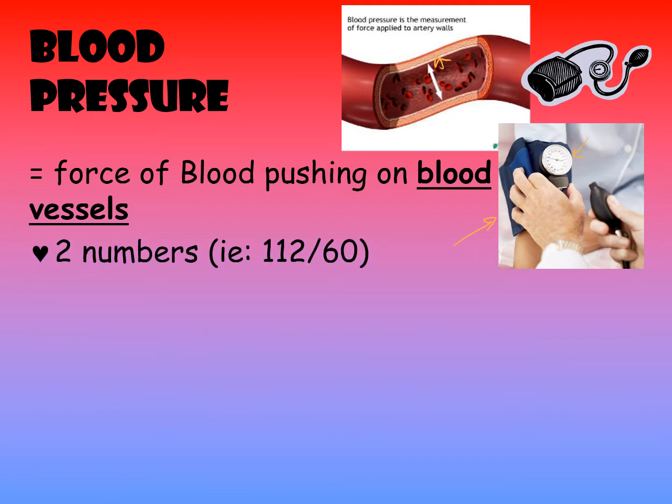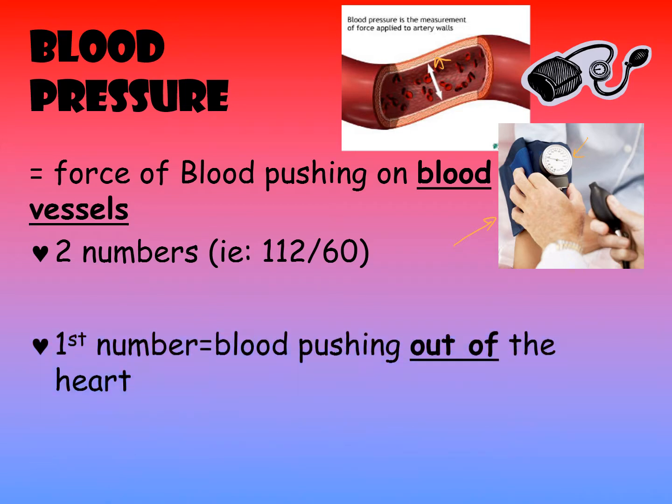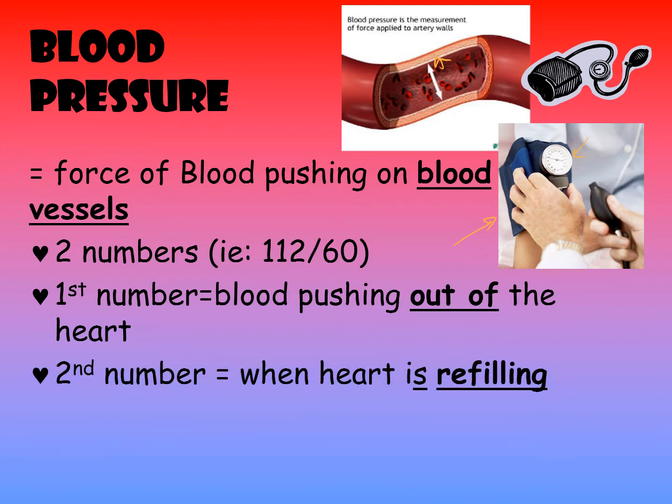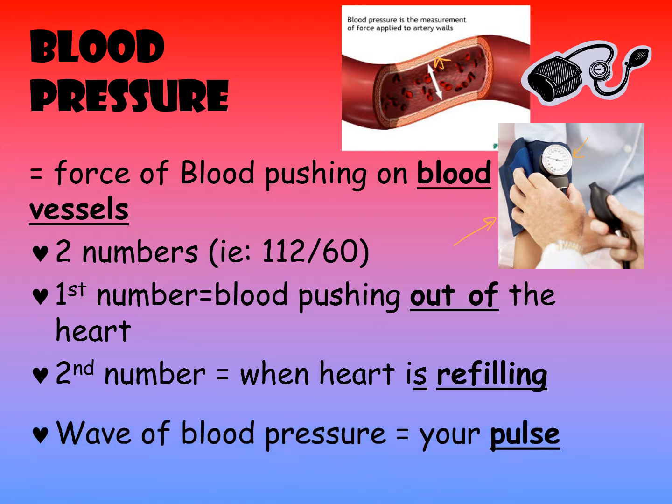So they generally get 2 numbers from that reading, for instance 112/60, and the reason you get 2 numbers is because there's 2 stages of your heartbeat, the lub and the dub, if you remember from Bill Nye. So the first number is blood pushing out of the heart, so that's the big number because that's the strong push. And the second number is when the heart is refilling, because it can't just continually push blood out of the heart unless it also refills.